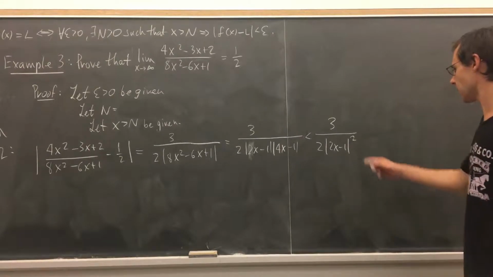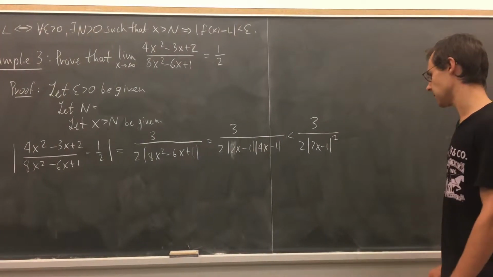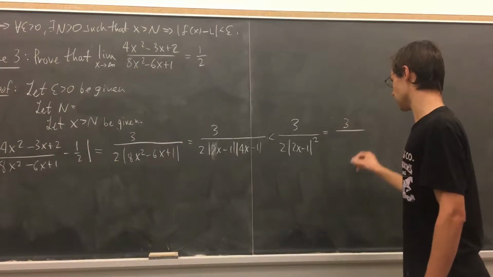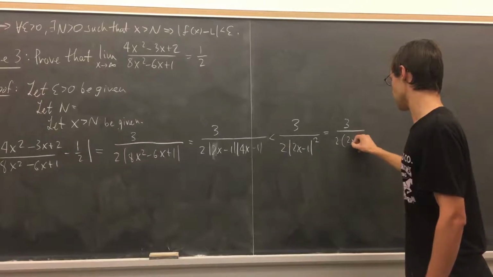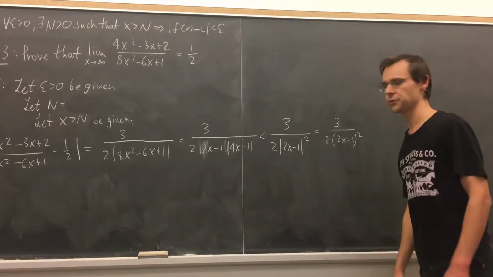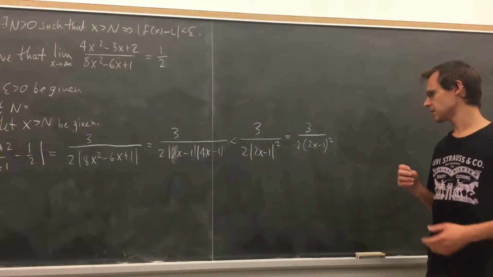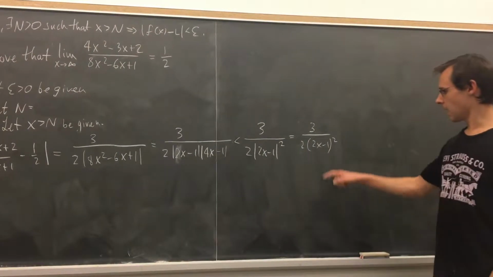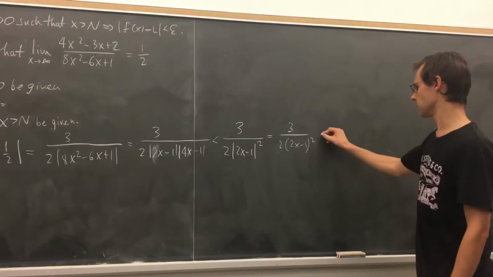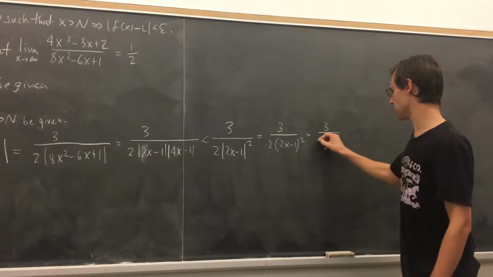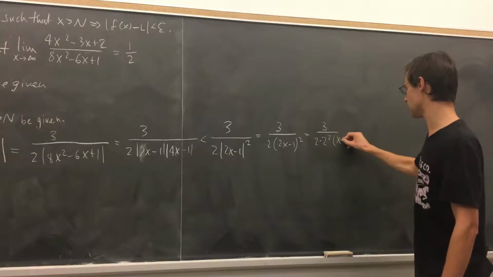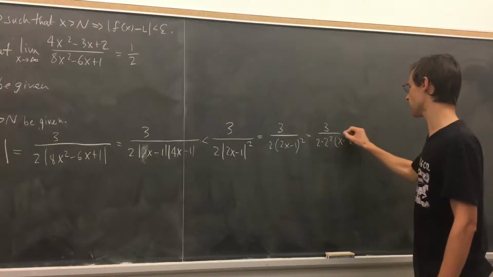And now when you square an absolute value, that's the same thing as dropping the absolute value and squaring whatever's in there. So this can just be written as 3 over 2 times 2x minus 1 in regular brackets squared. We don't need the absolute value in there. It went away on its own. Now to simplify this just a little bit further, we could take the 2 out of the bracket. So this will be equal to 3 over 2 times 2 squared, so 3 over 8, and then inside the bracket we'll have x minus a half squared.